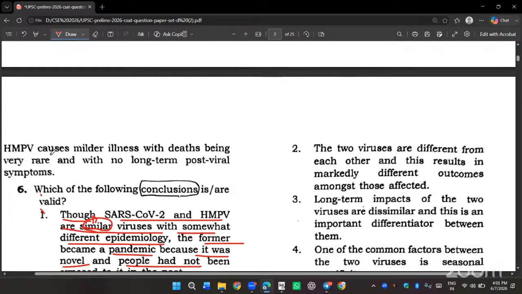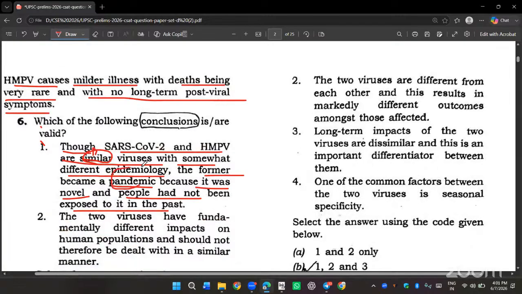Next, in general, HMPV causes milder illness, with the deaths being very rare and with no long-term post-viral symptoms. These are all the characteristics of HMPV. Where have they given the word pandemic? I am coming to my point. Stick on to the words of the author.